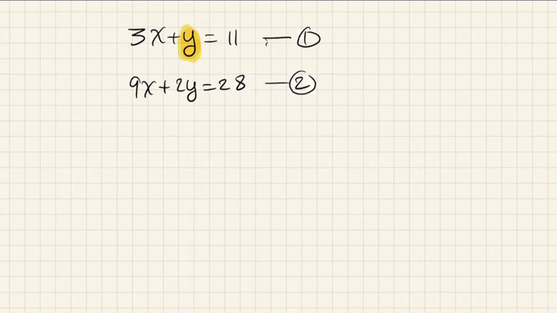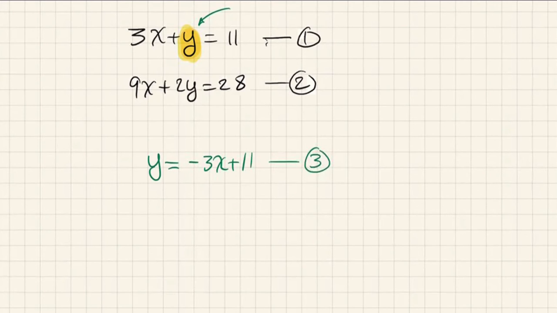We said that we need to check one of these two equations and find the best way to change the subject of it to y or x. Here I have this y with coefficient 1. So I will change the subject of the formula of equation number 1 to y. So y equals, shift the 3x to the other side, negative 3x plus 11. And this will be number 3.